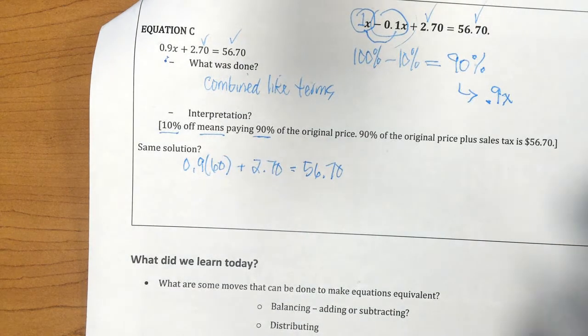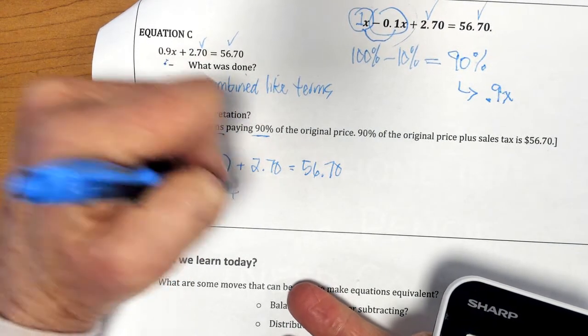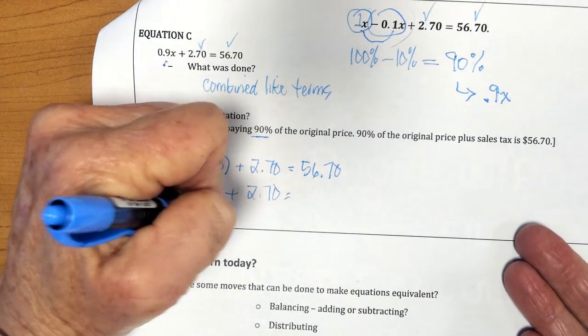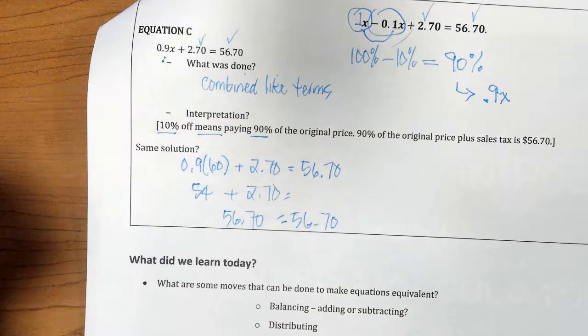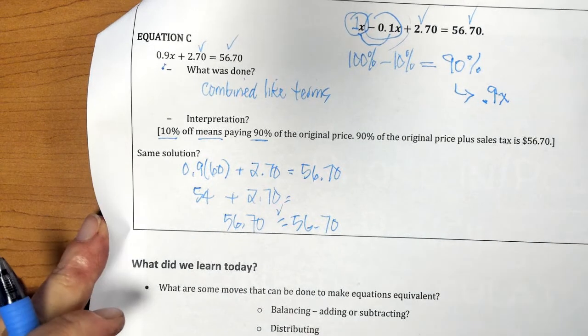Well, I'm going to go 0.9 times 60 is 54. There it is. 54 plus 270. Wow, look at that. That equals 5670, which definitely equals 5670. It works. So every single equation that we did worked.